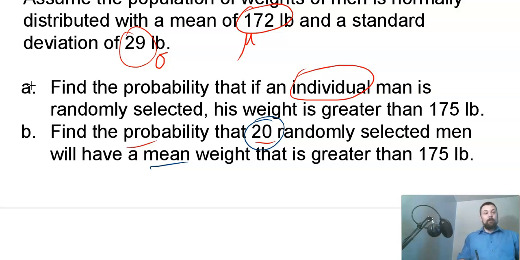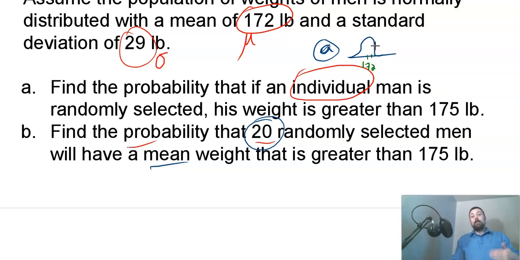So for part A, I'll do that up here. We want to find, so here's the normal distribution, poorly drawn, with the mean at 172. And I want to find the probability that if I randomly select a man, his weight will be greater than 175. I probably should just redraw this. I did a bad job. Okay, let's redraw the whole thing. So here's the normal distribution. Let's give a little space there.